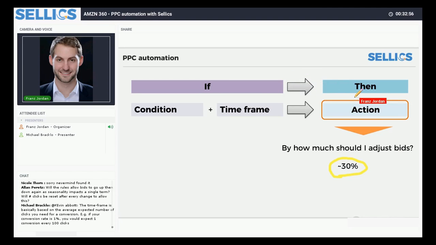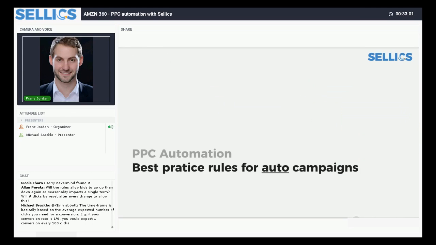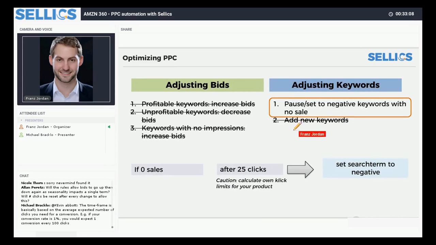Okay, so that's just some general guidance about how to find those parameters. Finally, I just want to give you some best practice rules for auto campaigns, right? If we think about all the different activities, most of those activities cannot be executed for automatic campaigns. So you cannot decrease bids, you cannot increase bids. The only thing essentially that you can do is pause and set keywords to negative. That's the only strategy essentially that you have in your auto campaigns.